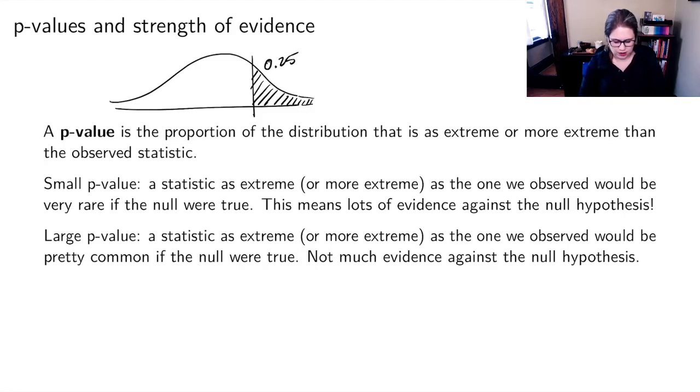So I would characterize 0.25, like I've kind of drawn on this picture, as giving us a pretty large p-value. It means that a statistic like whatever this number here is on the x-axis, that would be pretty common if the null were true, and I don't have much evidence against the null.